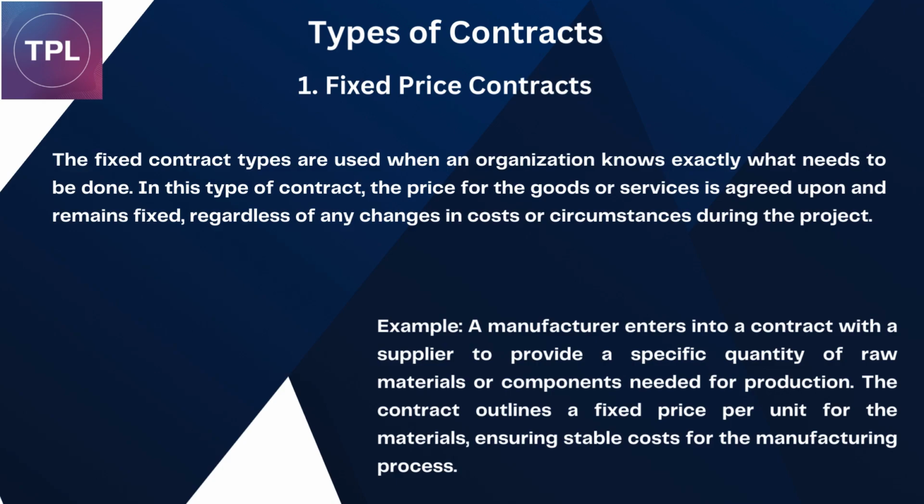Example: a manufacturer enters into a contract with a supplier to provide a specific quantity of raw materials or components needed for production. The contract outlines a fixed price per unit for the materials, ensuring stable costs for the manufacturing process.